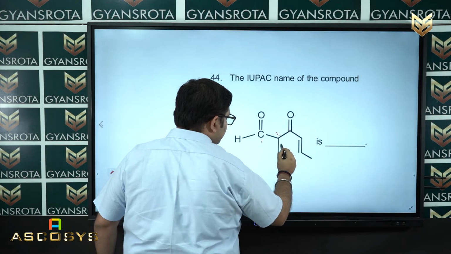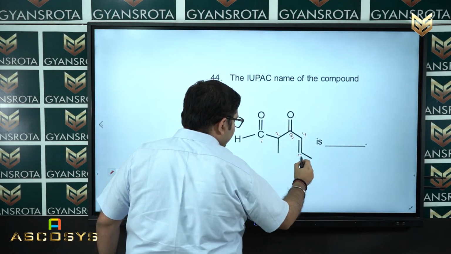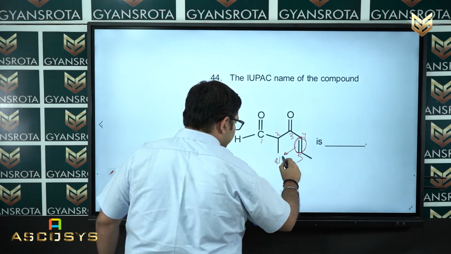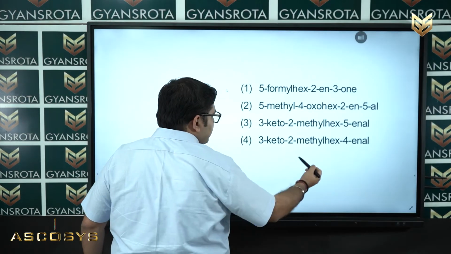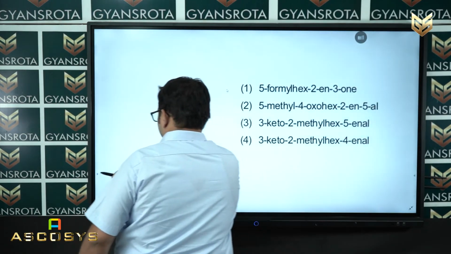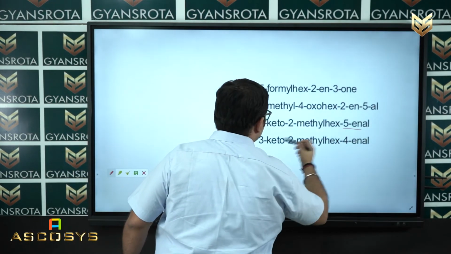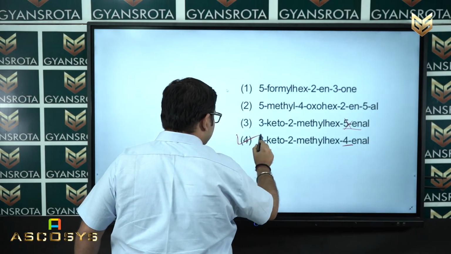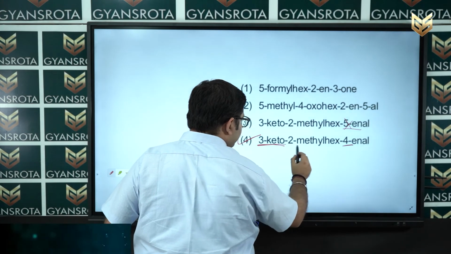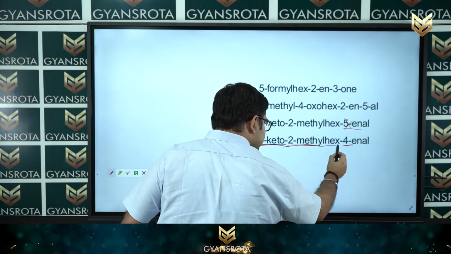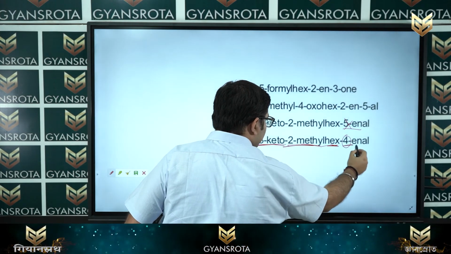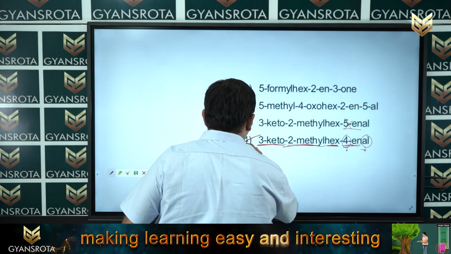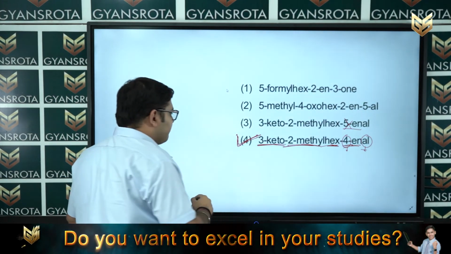So if you see, this is 1, 2, 3, 4 and 5. In fourth position this alkene group is present. In option 3 the 5-enal, I already told you that your double bond position should be fourth position, not fifth. So option number 4, where third position keto group is there, second position methyl group is there, 6 carbon is there, that is why they are using hex, and in the fourth position your double bond is present and -al is your aldehydic group. So option number 4 is the correct answer of this question.